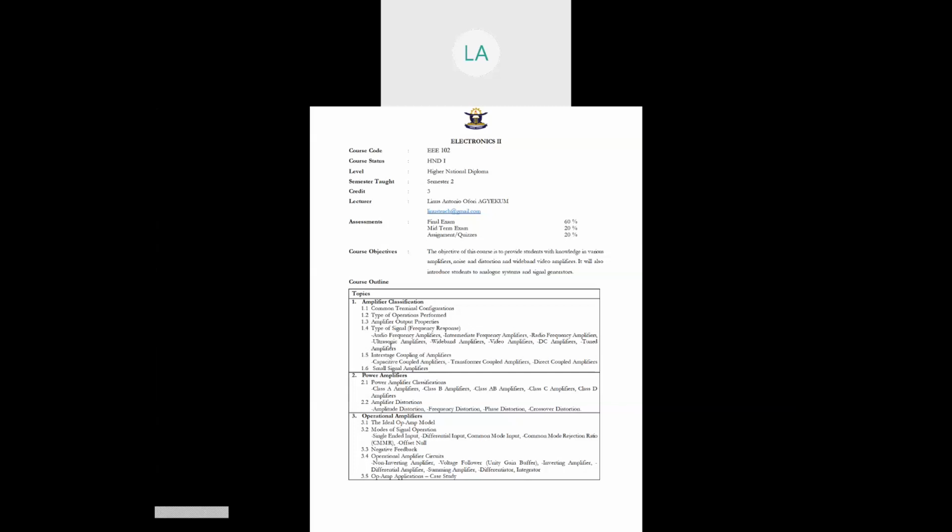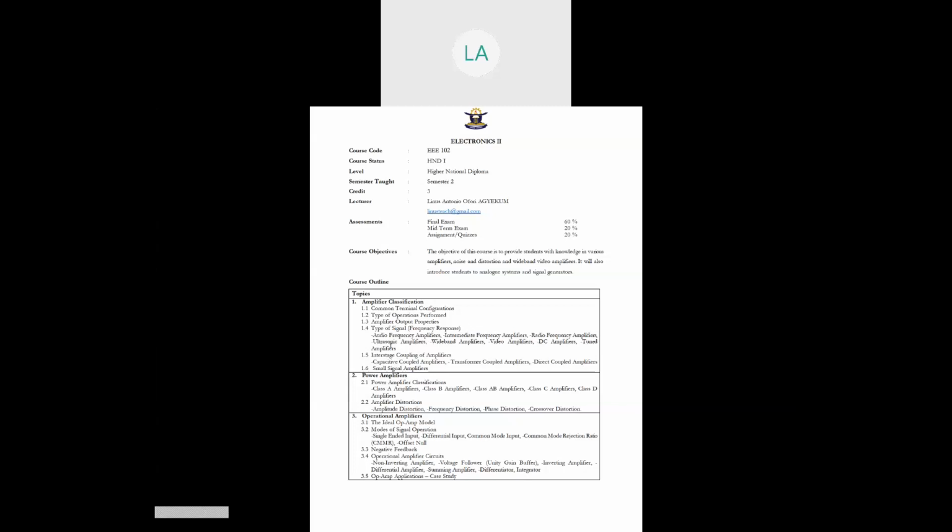So here, the main objective of this course is to provide you students with knowledge on amplifiers, noise and distortion, and then also to introduce you to analog systems and signal generators. So basically, that is what we're hoping to achieve with this course. So let me jump straight into the course outline.